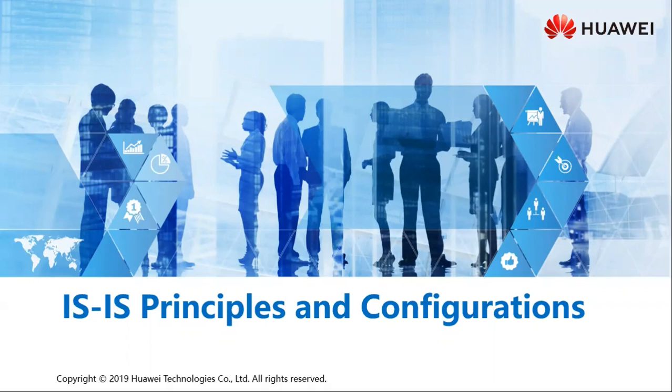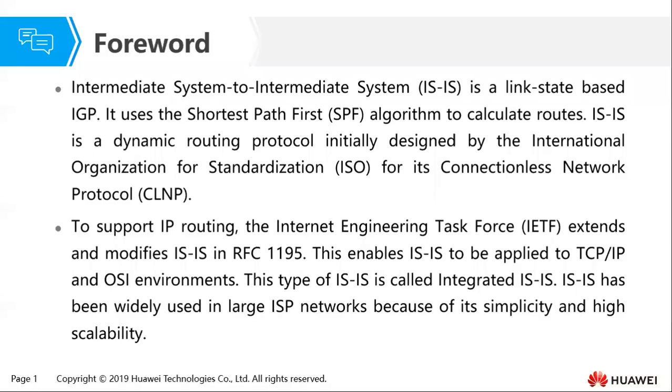So at this point, we look at IS-IS principles and configuration. IS-IS, like OSPF, is an IGP. Again, like OSPF, it uses SPF to calculate its routes. And it's also a link state routing protocol.